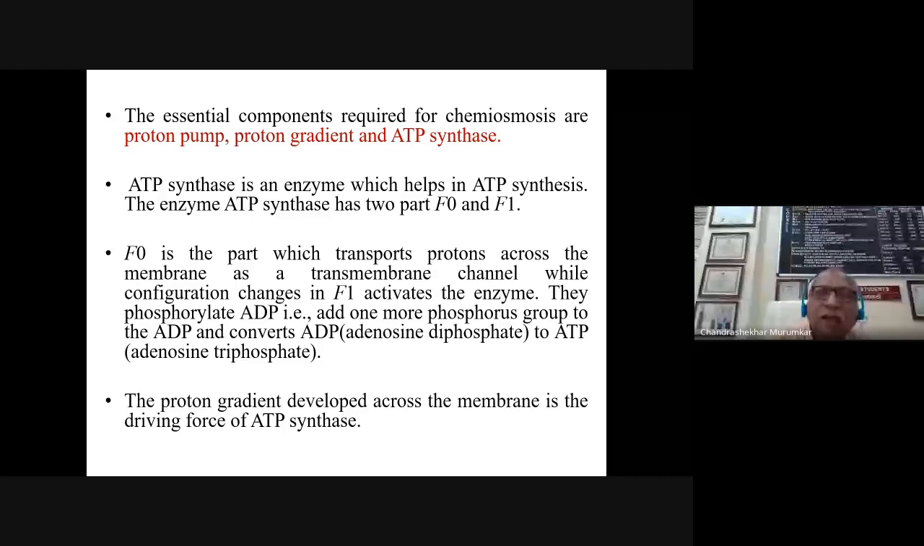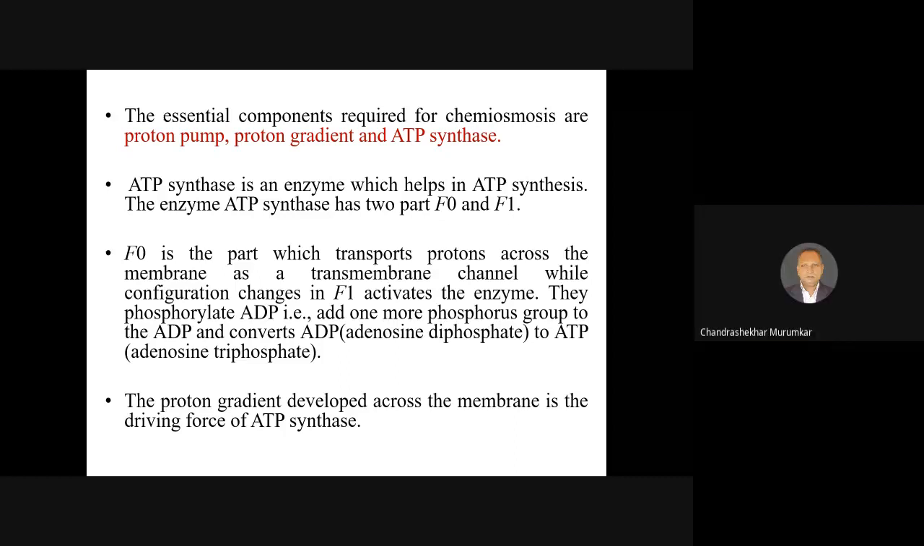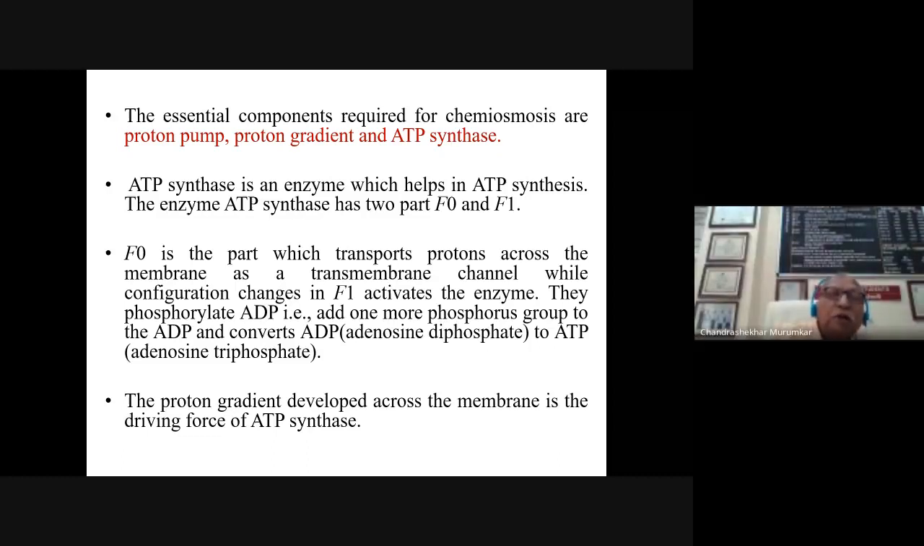They are phosphorylating the ADP, that is, they are adding one more phosphate group to the ADP and converting this ADP into ATP. And that's why there is a synthesis or generation of ATP molecules in the matrix of the mitochondrion.